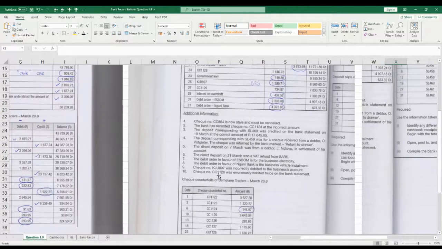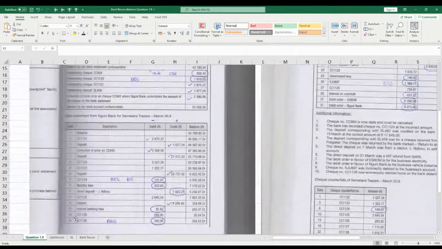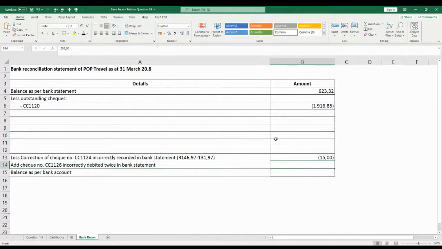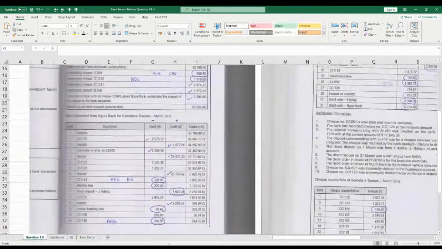Okay, so here at the bottom, check CC1126 was erroneously debited twice on the bank statement. Okay, so what happened is it was debited twice. They've deducted it from our account twice, so that means this is an error that the bank needs to correct, so we include it on our bank reconciliation. So we add that check. So if they've deducted it twice, we will add it back to make our balance bigger again.